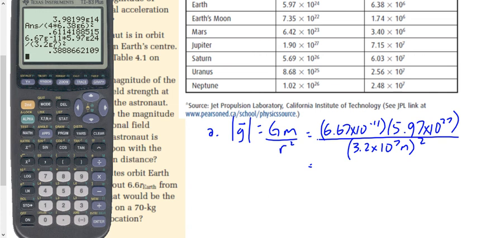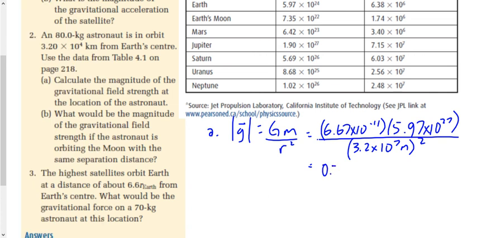Zero point 0.388, 0.389 newtons per kilogram, or we could say meters per second squared. So it's small again, right? Not quite as small as it was in the first one, but the distance isn't quite as big either.